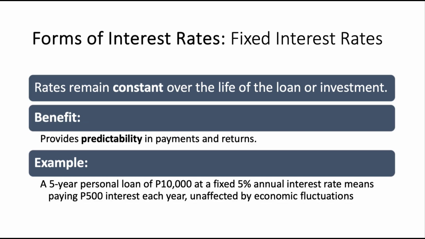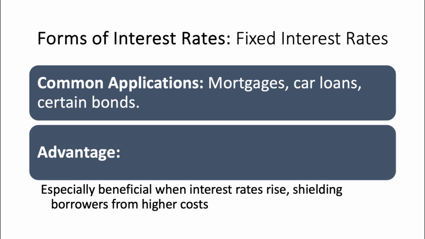For example, if you take a 5-year personal loan of 10,000 Cuban pesos at a fixed 5% annual interest rate, you will pay 500 Cuban pesos in interest each year. This amount stays the same for the whole 5 years, even if market interest rates go up or down. So, you're protected from sudden increases, and your payments remain stable. In short, fixed rates give you security and stability, which is especially helpful for budgeting and avoiding surprises in your finances.